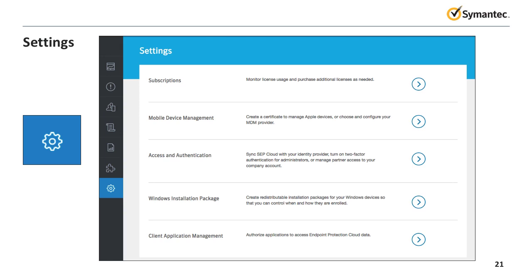Mobile device management. Create your Apple Push Notification Service certificate. Apple uses this certificate to manage iOS and OS X devices. Or disable Symantec MDM if you already use another MDM tool. Access and authentication. Set up an identity provider to sync your company's directory data to SEP Cloud. Windows Installation Package. Create installation packages for the Windows client.